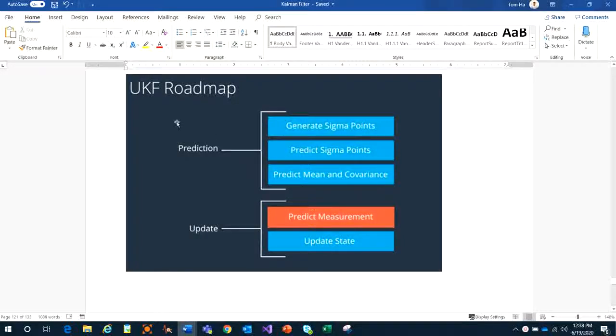We already finished the first step in the Kalman filter, the prediction step. We learned how to generate sigma points in C++ and how to build the augmented sigma point matrix, which includes the process noise, right? After that, we predict the sigma points. We pass all the values from the sigma points through the process model to get the predicted sigma points. And after that, we apply the formula to calculate the predicted mean and covariance.